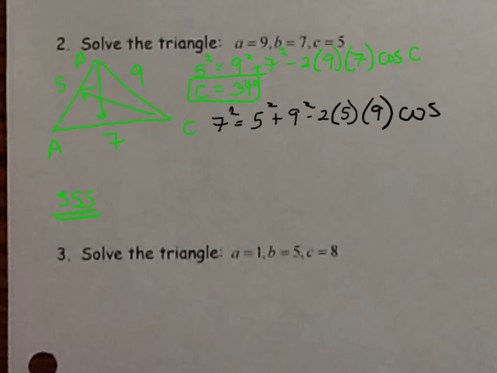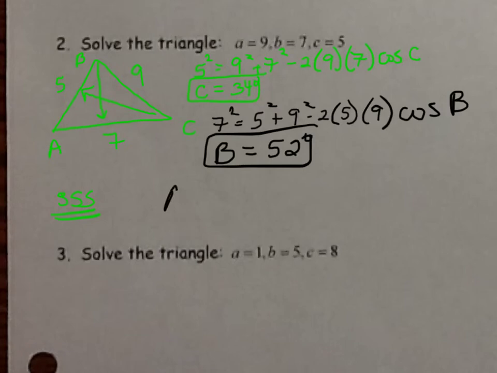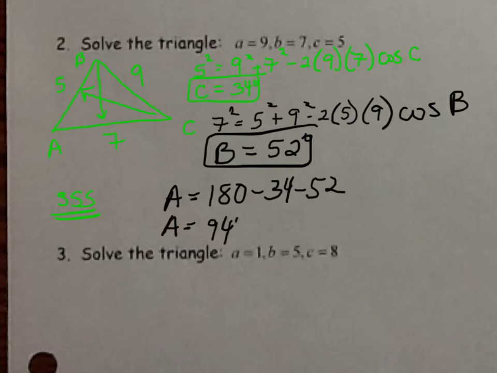Alright, what are we doing? Cosine angle B. So again, all the subtractions, inverse cosine, we should end up with angle B as about 52 degrees. Okay, now to solve for angle A, the easiest way to do that is going to be 180 minus 34 minus 52. So we should end up with angle A as about 94 degrees.